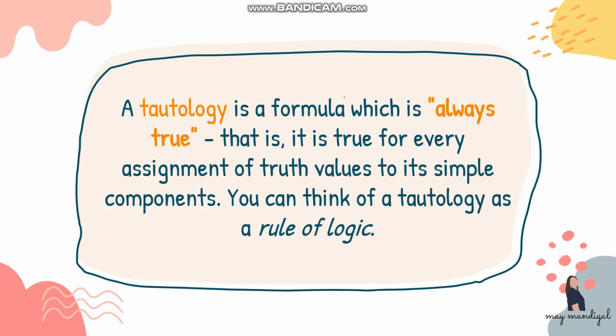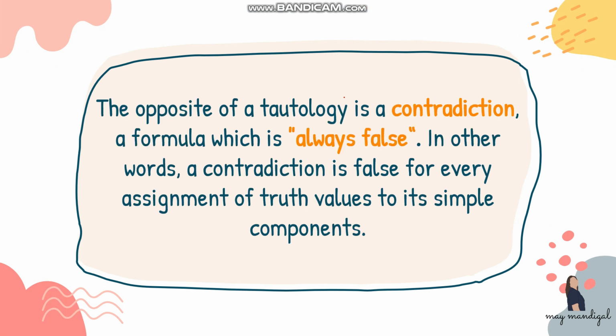In logic, we also have what we call the tautology. So it is a formula which is always true. That is, it is true for every assignment of truth values to its simple components. You can think of a tautology as a rule of logic. So when you say tautology, that means all of the truth values at the end of our truth table should be true. So you will see later on, if everything in the last column is true, then we will say it's a tautology.